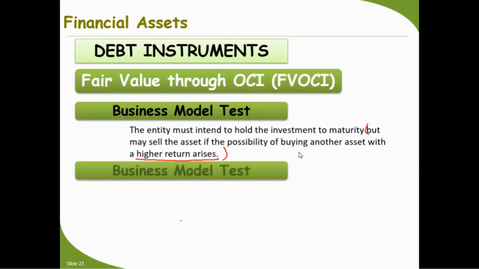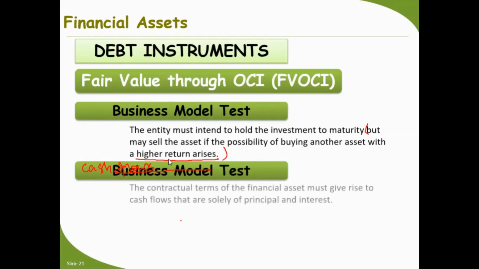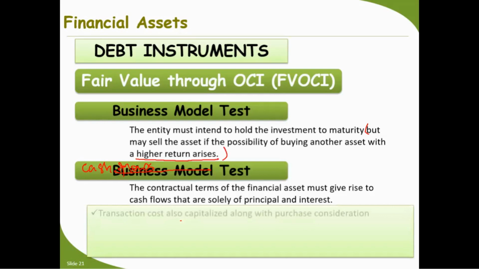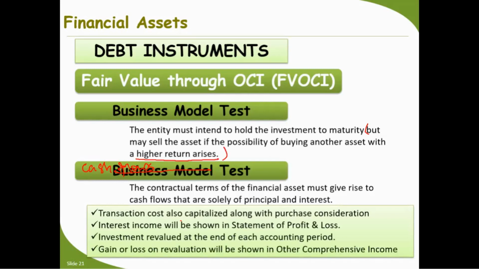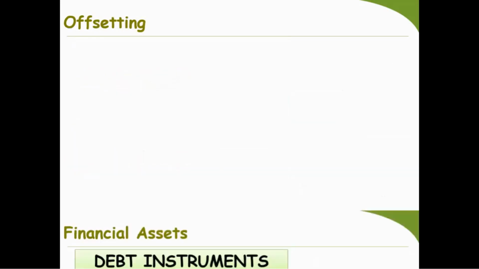Then contractual cash flows test. Sorry, this is a typo mistake. This is the contractual cash flows test. In that case, the contractual terms of the financial asset give rise to cash flows that are solely of principal and interest. Again, your cash flows are solely principal and interest. In that case, transaction costs are also capitalized along with your purchase consideration, and interest income will be shown in SPL. But once the investment is revalued at the end of each accounting period, interest will be shown in the statement of profit and loss, but gain or loss on revaluation will be shown in OCI.